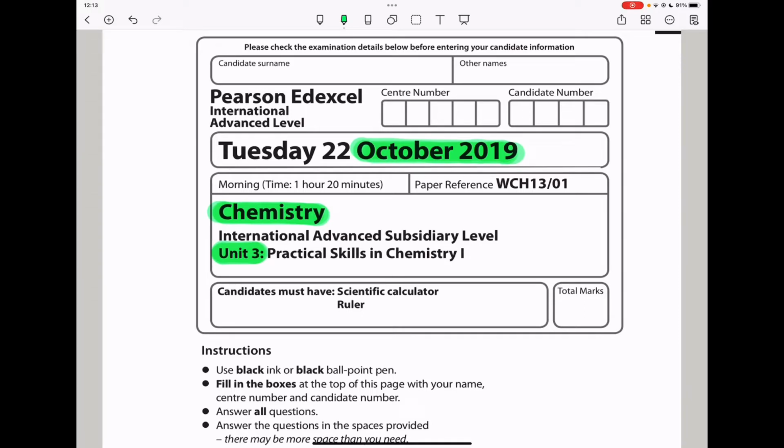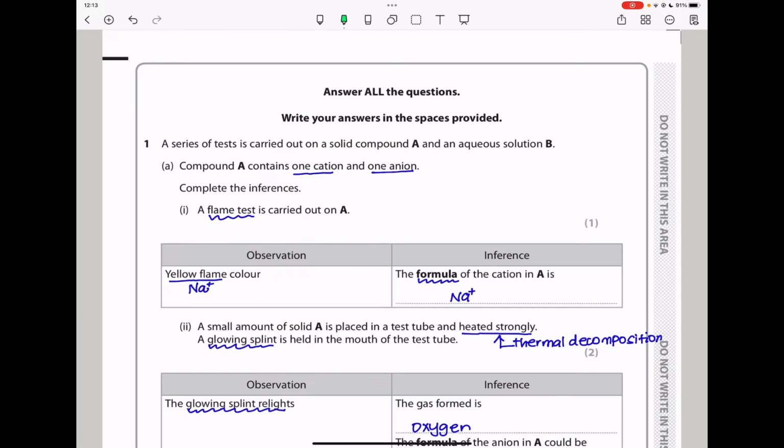Today we are doing the Pearson Edexcel International A Level Chemistry Unit 3 for October 2019. Let us begin with the first part. Question 1. A series of tests is carried out on a solid compound A and an aqueous solution B. Compound A contains one cation and one anion. They want you to complete the inferences.